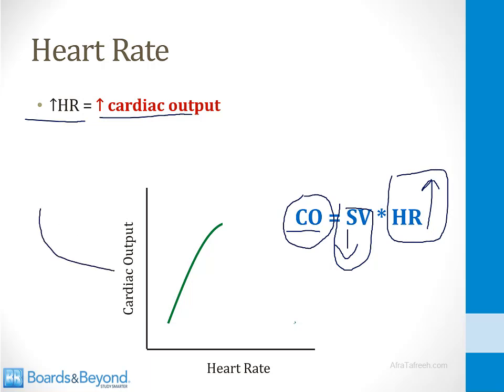So thus, even in the laboratory, when you're studying animals and you're pacing their heart, as you increase the heart rate, you still see a rise in cardiac output, even though the stroke volume is going down as you raise the heart rate. And that's a confusing concept, so make sure you understand that.